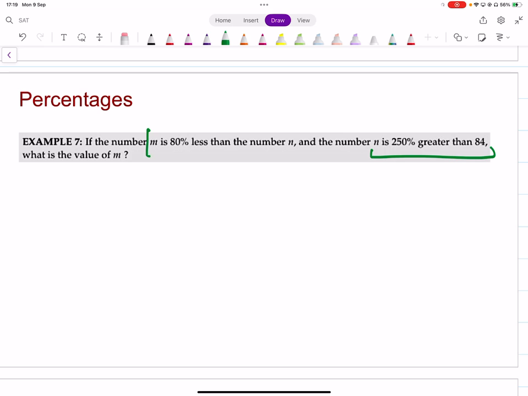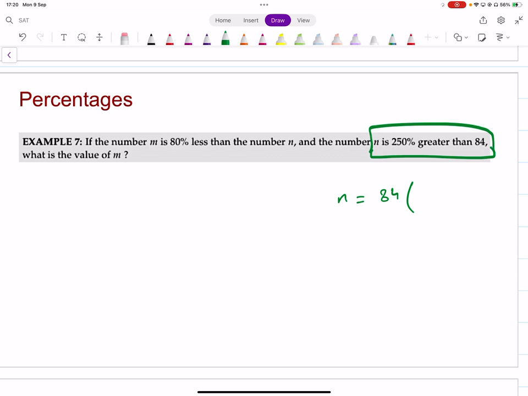Now, if you focus on this part, M is 80% less than the number N. M is unknown, N is also unknown. We have two unknowns. But in the second part, it says N is 250% greater than 84. Can we calculate N using this? N is 250% greater than 84. 84 multiplied by what? 2.5? It's 250. So notice the difference.